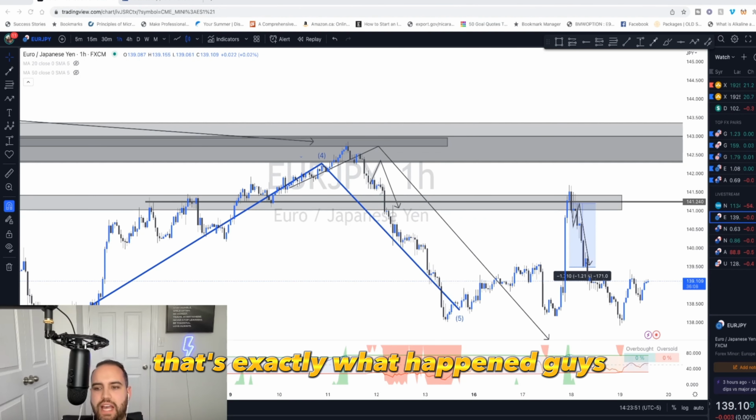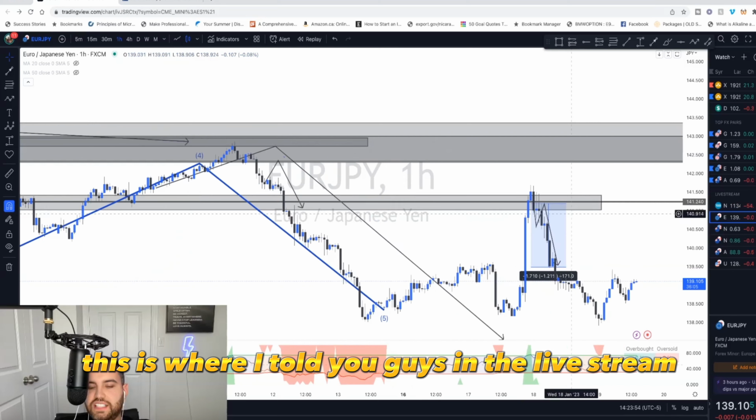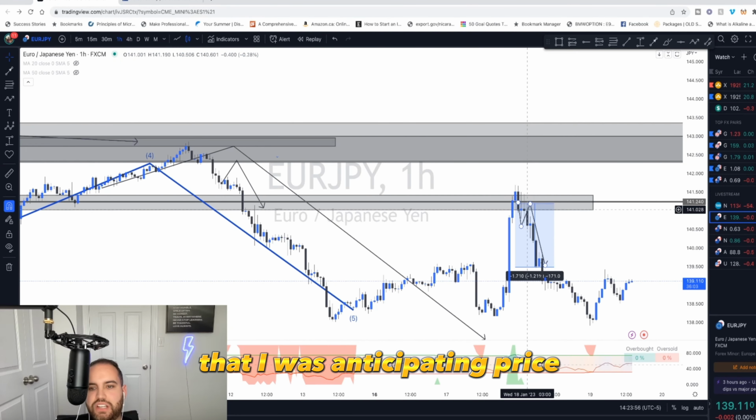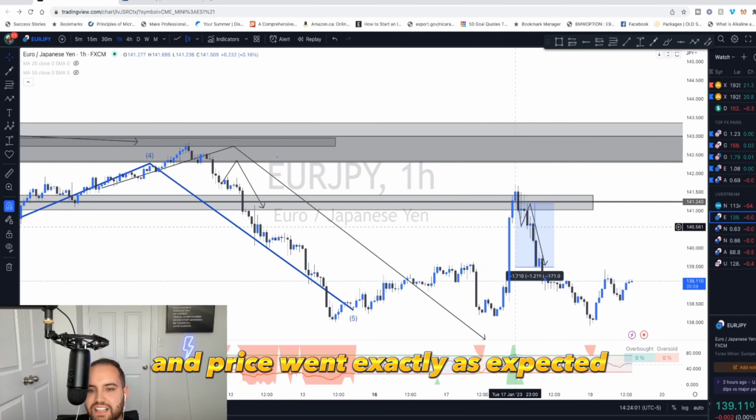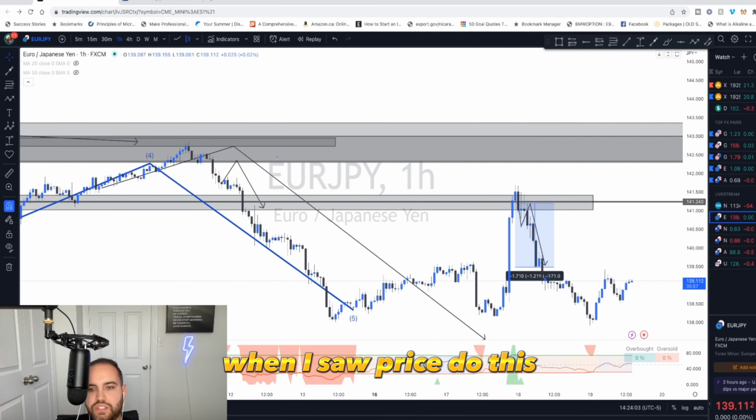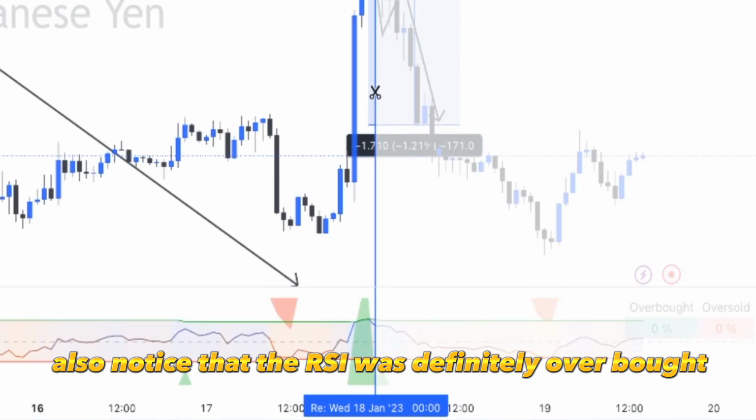And that's exactly what happened, guys. Look at this, guys. This is where I told you guys in the live stream that I was anticipating price to retest it a little bit more before it would go to the downside, and price went exactly as expected. But not only that, when I saw price do this, I also noticed that the RSI was definitely overbought, right?